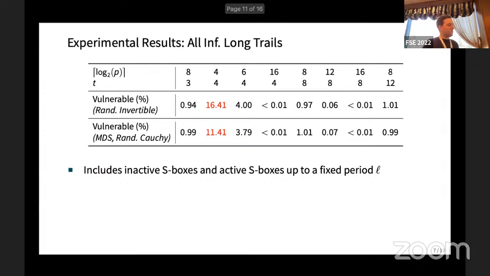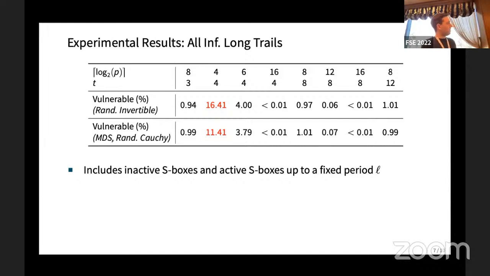So let me also give some practical results. Here we focus on prime fields, and we tested both random invertible matrices and also random MDS Cauchy matrices. And we see, for example, that if we have a rather small field size, so here only 4 bits for this red column here, then the probability of a matrix to be vulnerable is rather high. But then if we increase the bit size, the field size, then the probability gets lower.